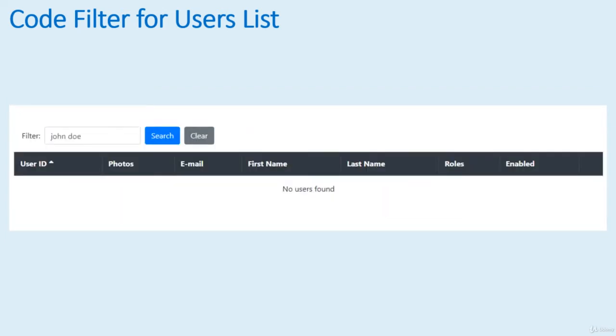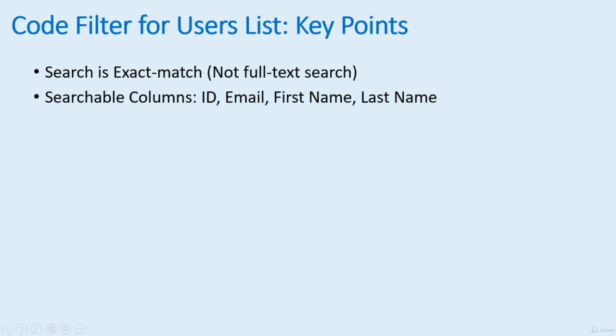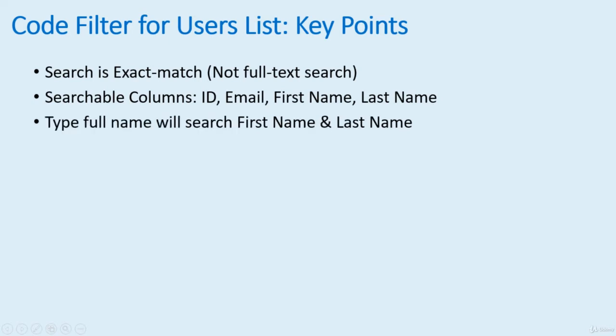And if there are no matching users, the text "No users found" gets displayed and the list is empty, and we can click the clear button to reset the filter, and it will display the first page of users. Search is exact match, not full text search, and searchable columns are ID, email, first name and last name. And if we type a full name, it will search for first name and last name.